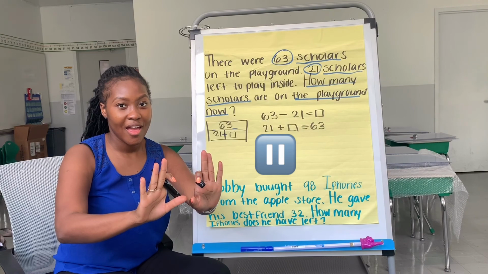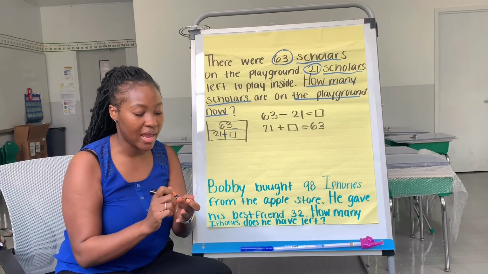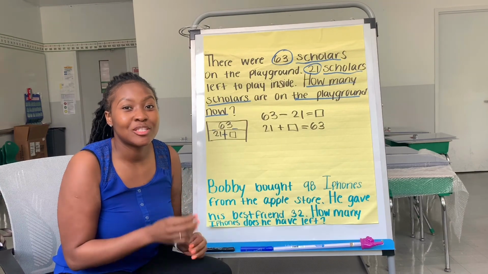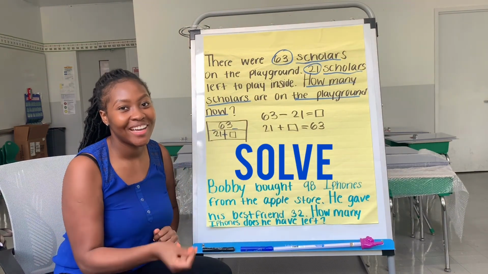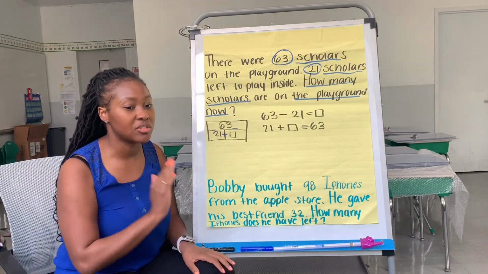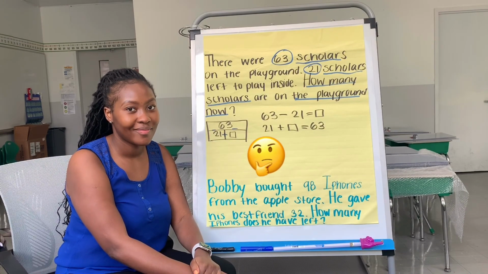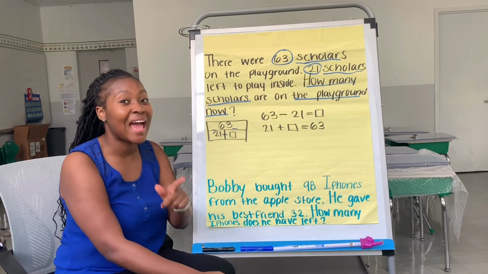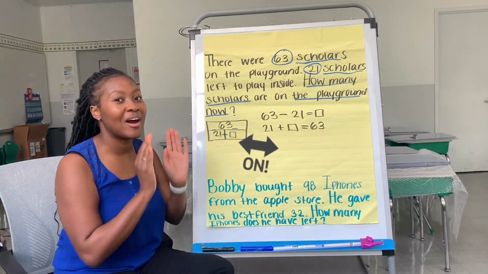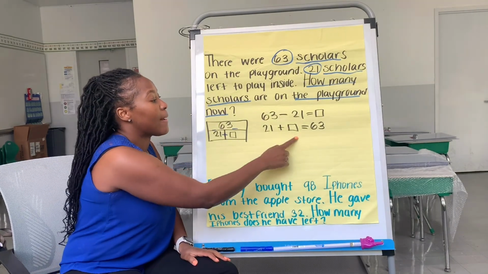Pause. What do we need to do next? We just represented. What do we need to do next? Yes, we need to solve. We have to solve to find that unknown part. What is a strategy you can use to help you solve? Yes, we can use count on. Yes, we can use count on to help us find that missing part.